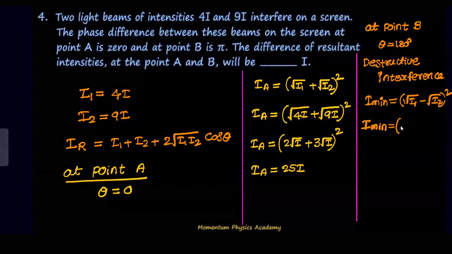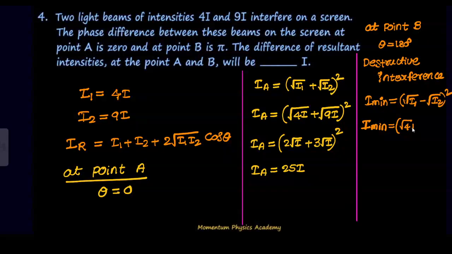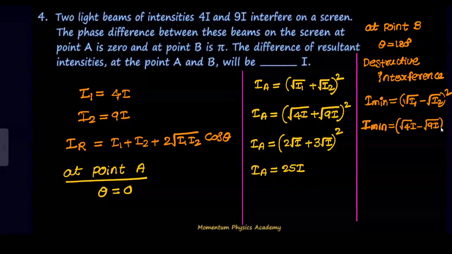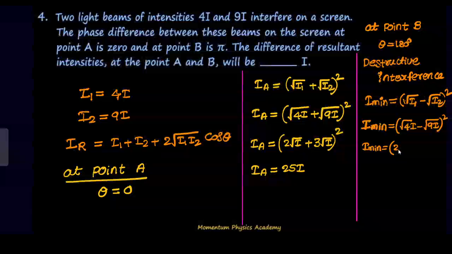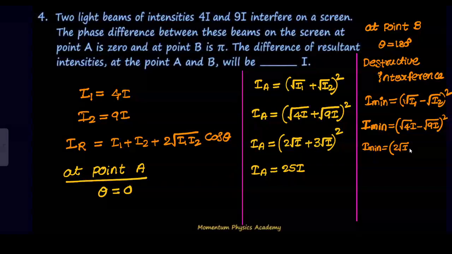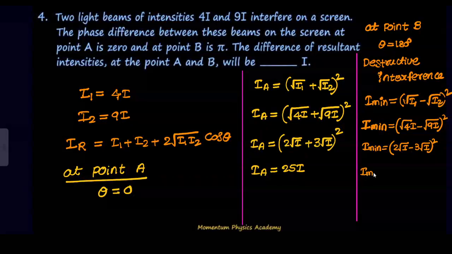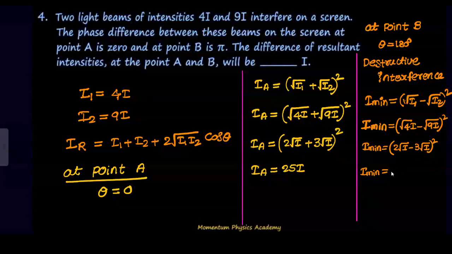Root I1, I1 value, this is root 4I minus root 9I whole square. How much is this value now here? I mean, the root means 2 root I minus 3 root I whole square. So minimum, how much is this value? Root I whole square will come to be I only, na?